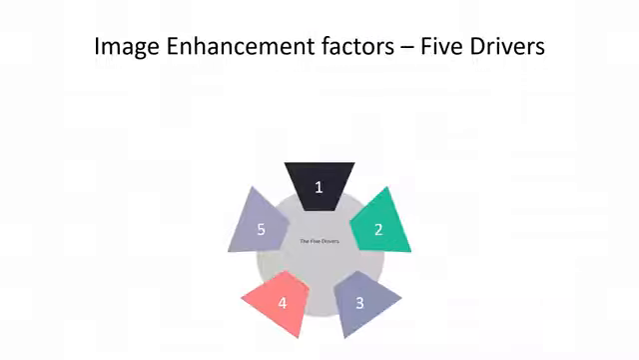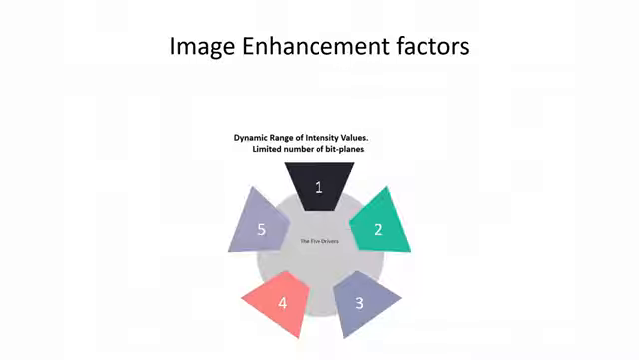Next, what are the 5 drivers of image enhancement? Means what are the main image enhancement factors, which are called the 5 drivers. Very first one, dynamic range of intensity values, limited number of bit planes. Intensity values, we know from our basic television knowledge while looking at an image or video, how the brightness, contrast, and all those things change with respect to the intensity. For example, if you take gray shade, we require 0 to 255. The more intensity values, the better the perception will be.